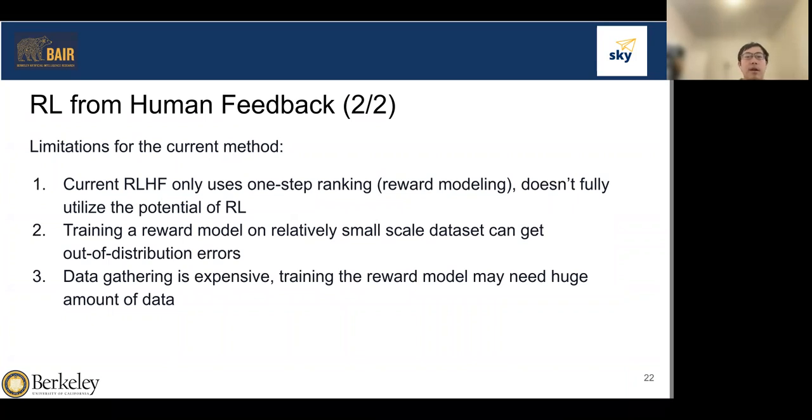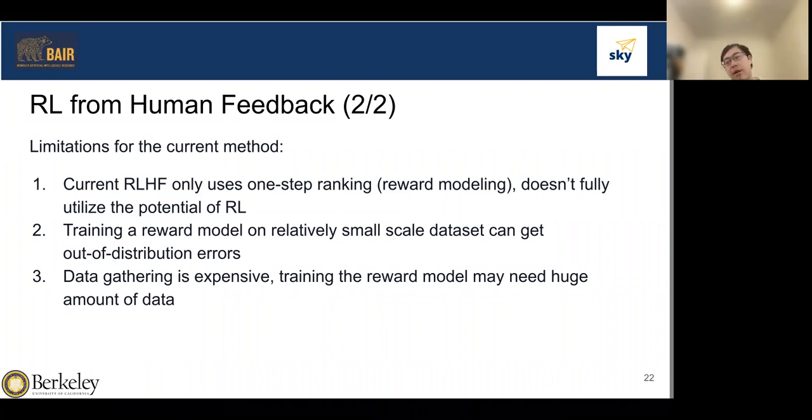So the first one is, I think the current RLHF uses just a one-step ranking. They use a reward model. There's, I think, a large set of limitations here because humans cannot easily rank the partial answers. Again, I think this is for RL people. It's not super, super efficient.